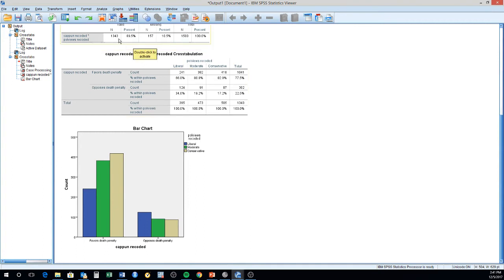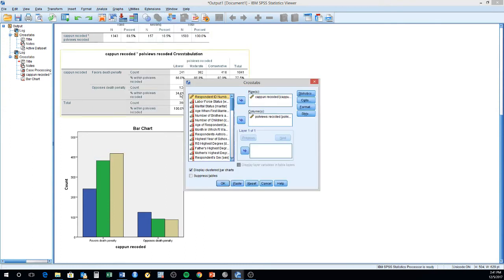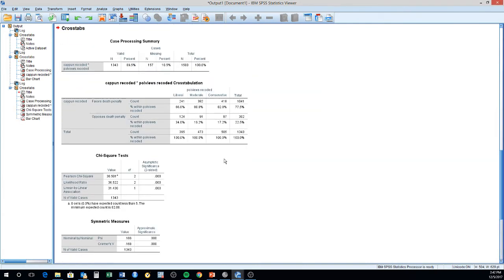To conduct a chi-square, we're doing exactly the same thing. We go to analyze, descriptive statistics, crosstabs, and you have your independent variable in the columns and your dependent variable in the rows. All you have to do is ask for the statistics. So you click statistics and ask for chi-square. Now, chi-square only tells you whether there is a significant relationship between two categorical variables. It does not tell you the strength of that relationship. So for that, we're going to click on phi and Cramer's V. For the purposes of this class, we're always going to be using Cramer's V as a measure of strength between categorical variables. You're going to click continue, and then click OK.